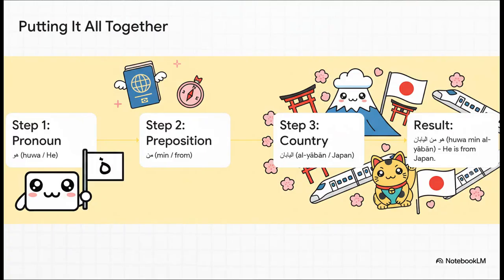Okay, you ready for the grand finale of this section? Let's build a complete, powerful sentence from scratch. We start with our pronoun, huwa, he. Then we add our little glue word, min, from. And finally, we pick our destination, Al-Yaban, Japan. Put it all together, and what do you have? Huwa min al-Yaban. He is from Japan. It really is that straightforward. Amazing.